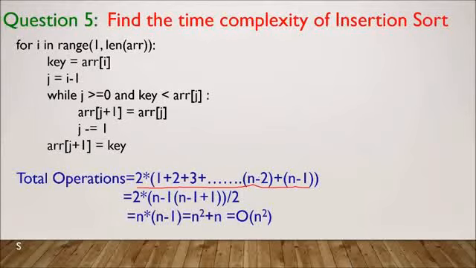So this is the series 1 plus 2 plus 3. The sum of this series will be n into n minus 1 upon 2. That is the formula, and I have used this formula here. Finally I will get this result, because this 2 can cancel that 2. So finally we will get n into n minus 1. When we open it, it becomes n square plus n. The dominant term is obviously n square, so the complexity will be n square.